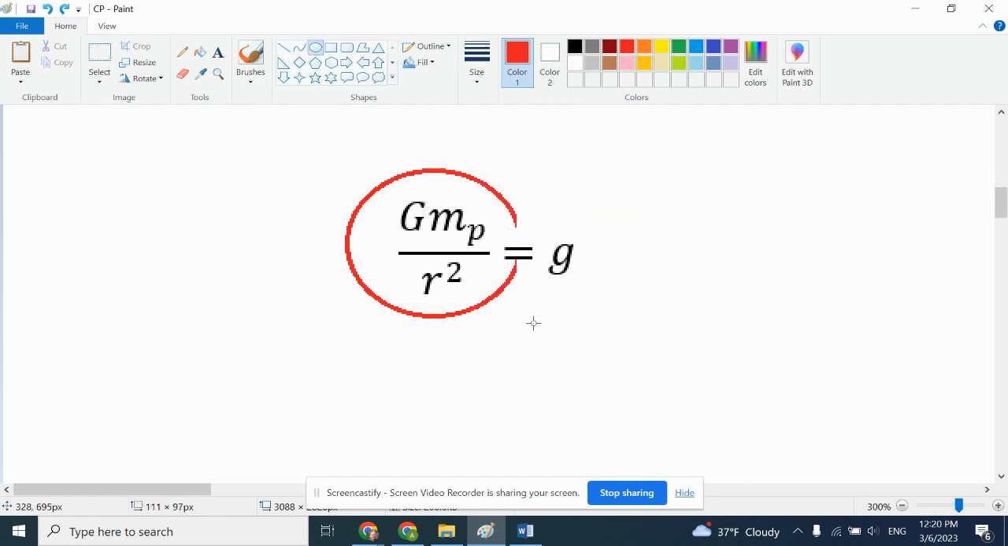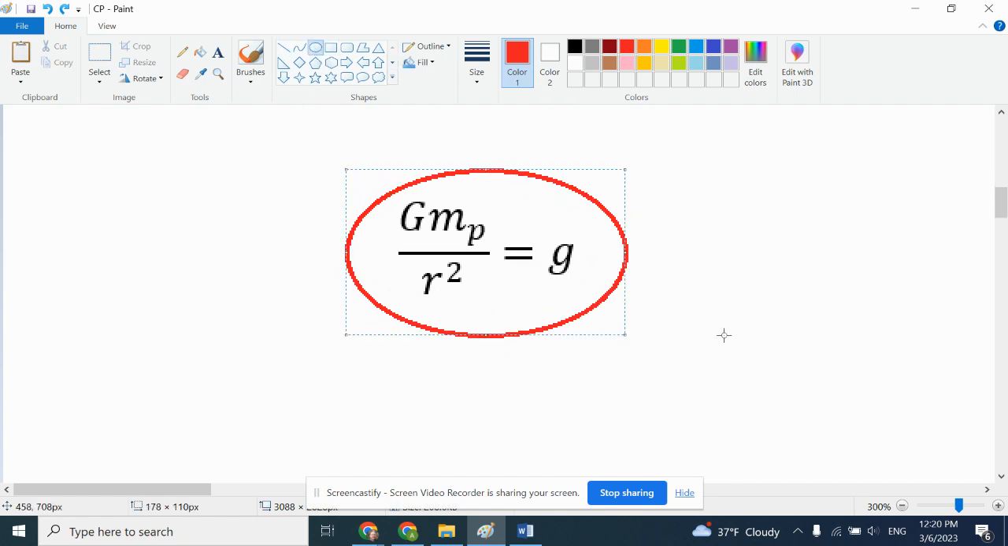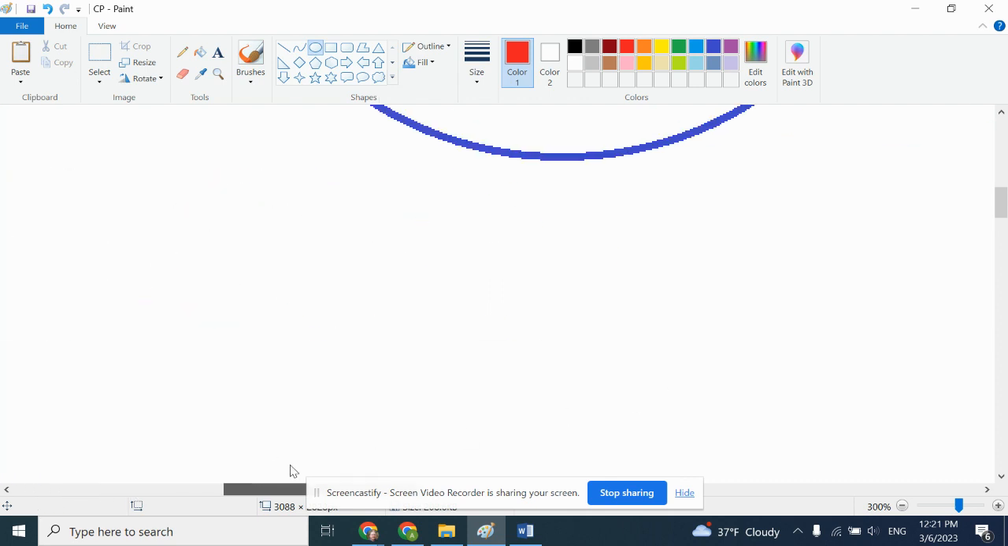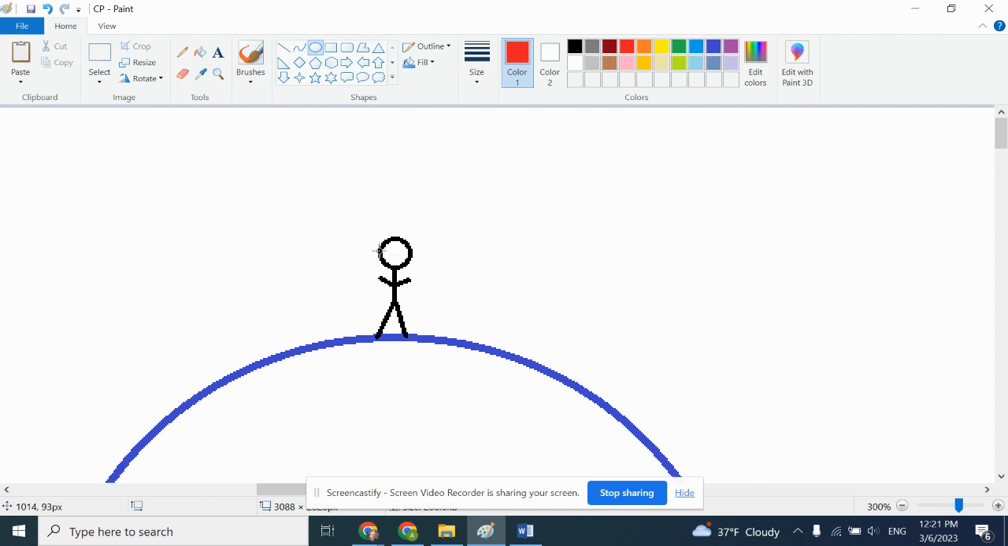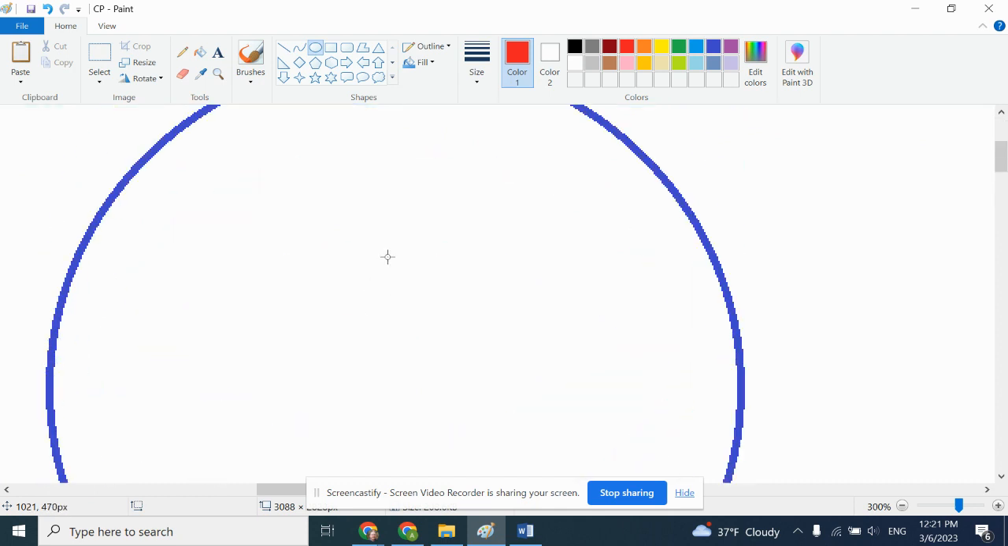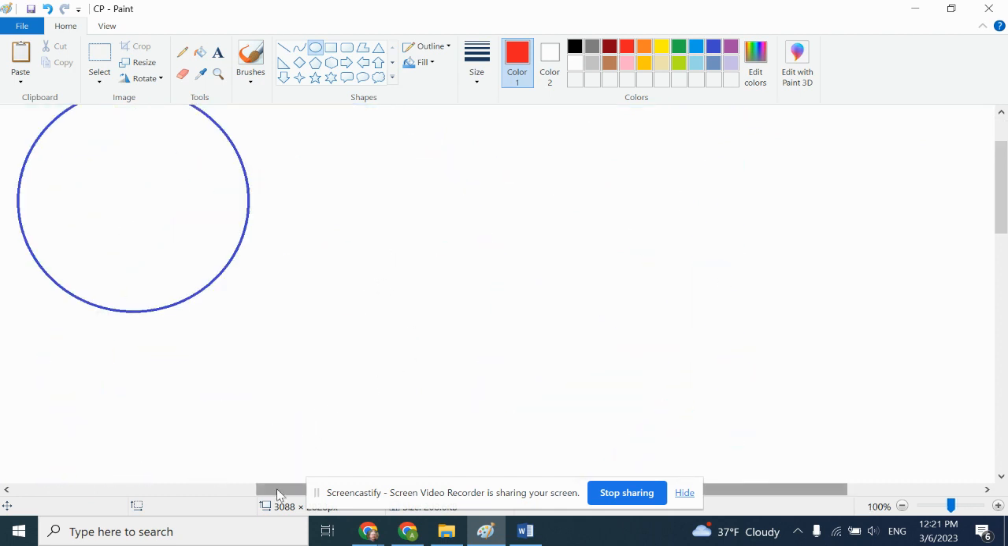So what we get here is the acceleration due to gravity on any given planet. G, which is our 6.67 times 10 to the negative 11th. MP, mass of the planet. R, distance between you and the planet, which we can take to be the radius of the planet. And here's why. Here's you on a planet. It's really big. You are not.